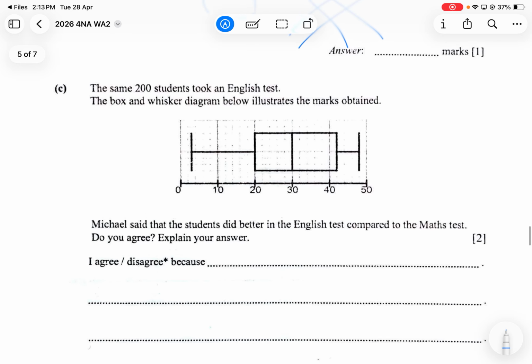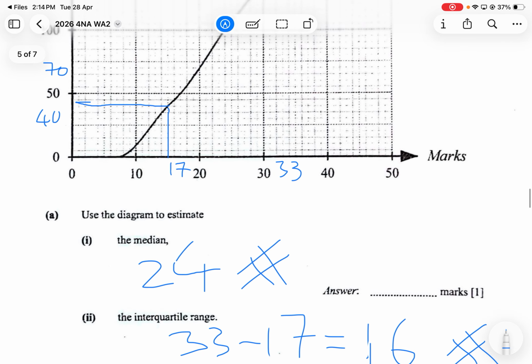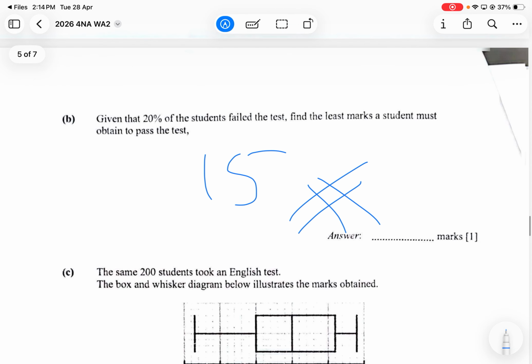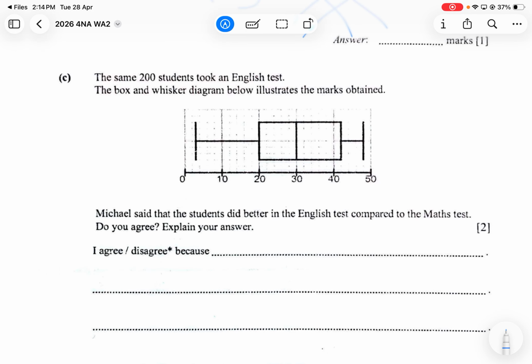Okay, the same 200 students took an English test. This time round, the median is 30. Okay? So the median is now 30. Just now, the median is 24. Meaning, which test did students do better? English. So English did better. So you must agree, or you must cancel away the disagree. So you agree because you compare the median. Yes, you agree, 1 mark.